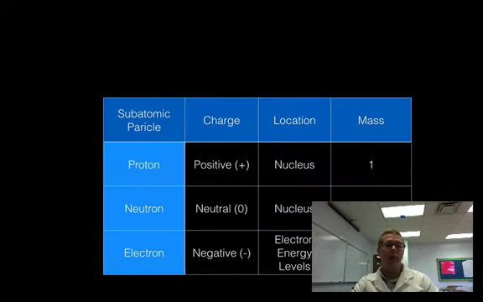Here are the 3 parts or subatomic particles for an atom. You have protons, which have a positive charge. They are found in the nucleus, and they have a mass of 1. You have neutrons, which are neutral in charge. They are also found in the nucleus, and they have a mass of 1. Electrons are negative in charge, and they're found in the electron energy levels around the atom, and they have a mass of 0. So all 3 of these are important for the type of element that you're dealing with and ultimately what it's involved with as far as matter goes.